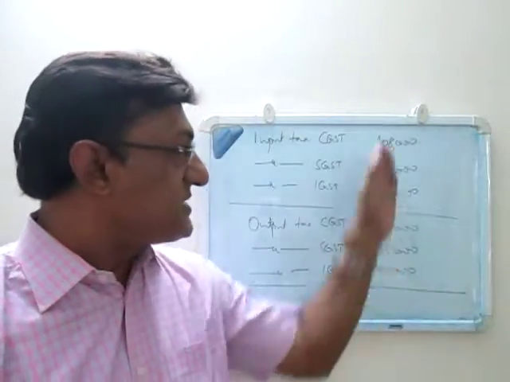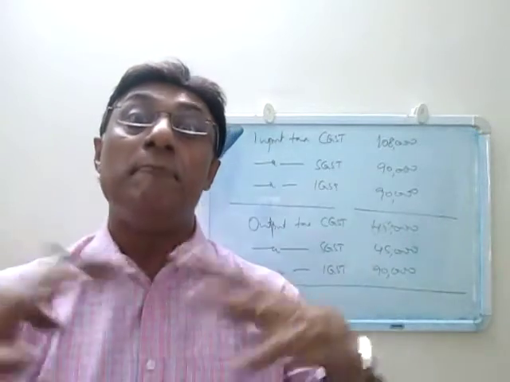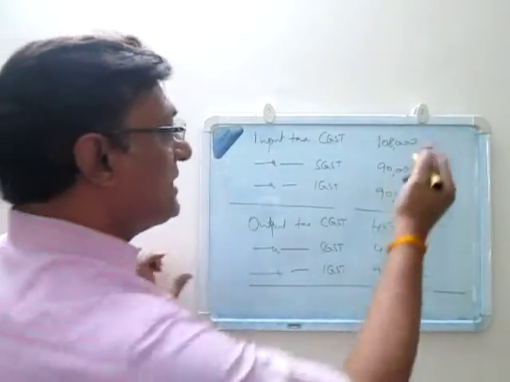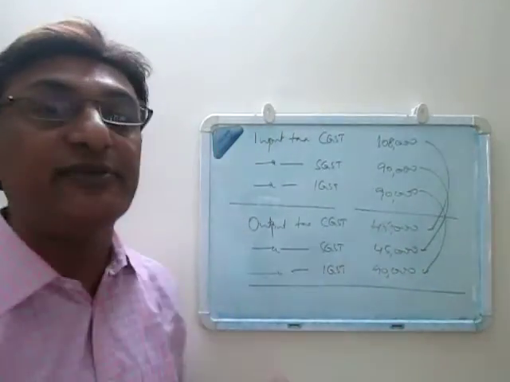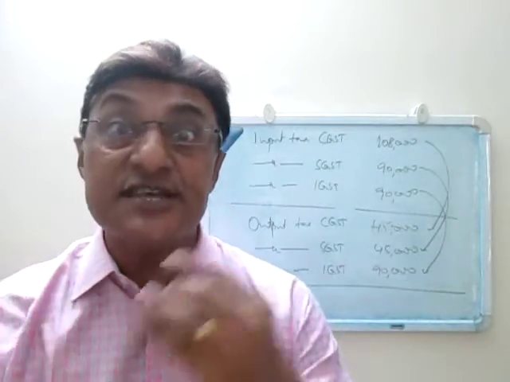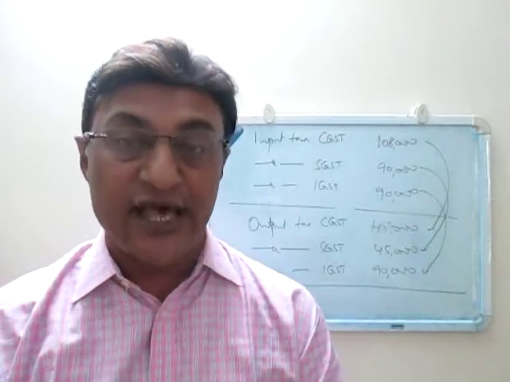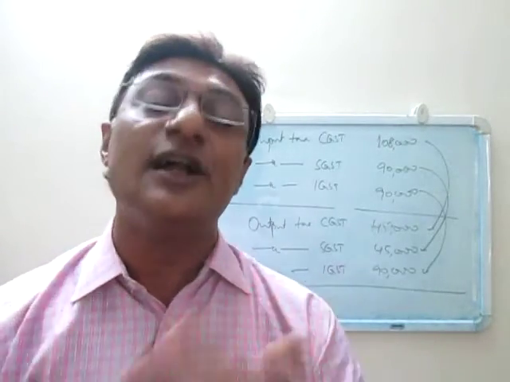So this is the position at the end. So this has to be matched up. So you will match up CGST with CGST, SGST with SGST, and IGST with IGST. So this is the GST impact of accounting. So let's wind up with that for this session. We'll continue in our next session.